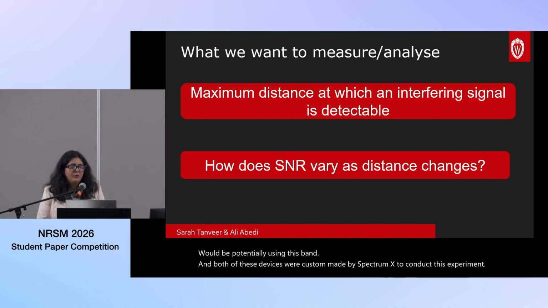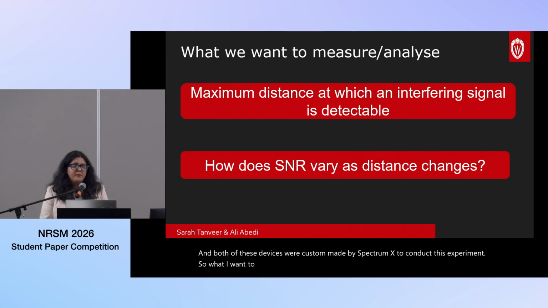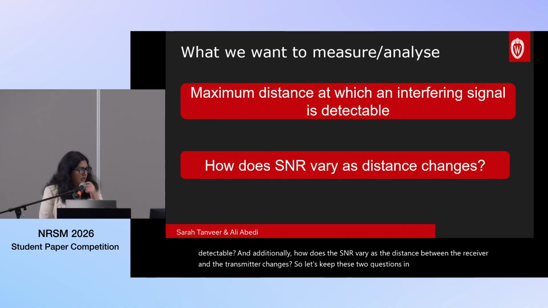So what I want to measure is what was the maximum distance at which the signal was still detectable, and additionally, how does the SNR vary as the distance between the receiver and the transmitter changes. So let's keep these two questions in mind as we move on.